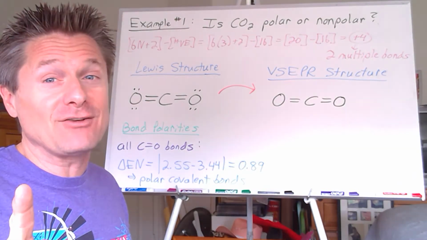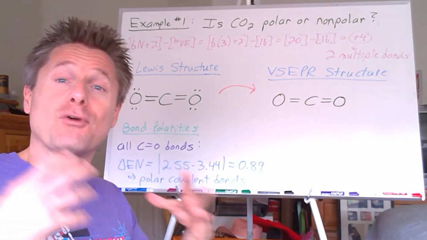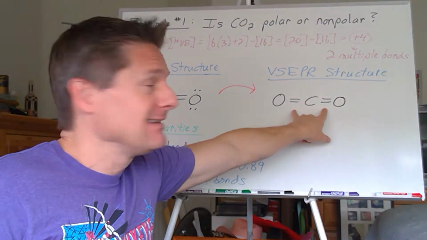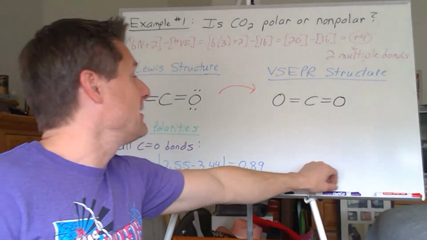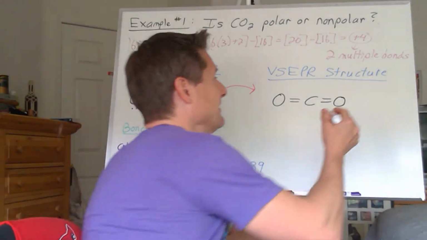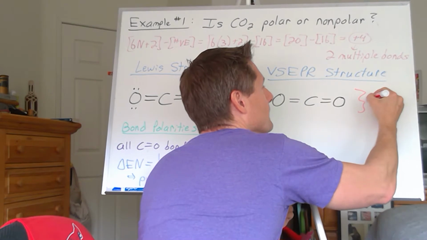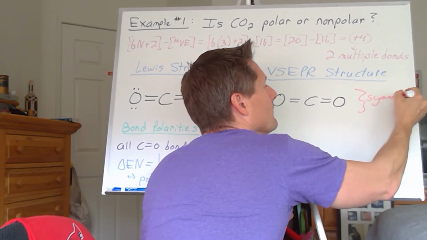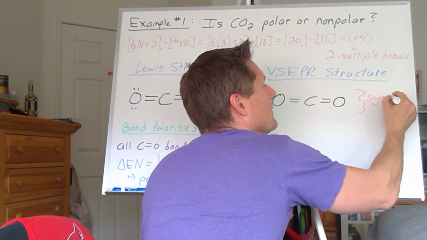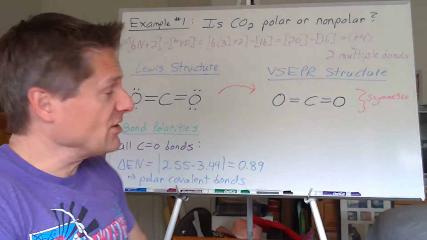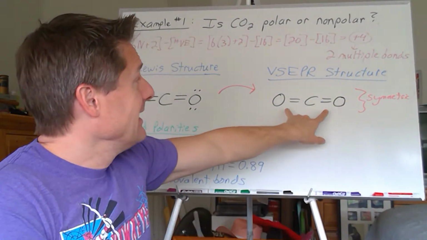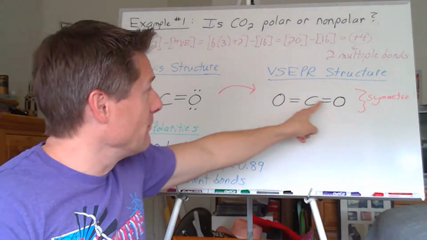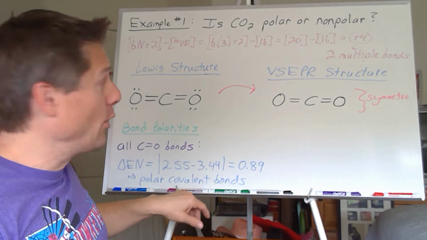No. There's another factor. You have to look at how those polar bonds are arranged in 3-dimensional space. What's the symmetry? Notice that this is perfectly symmetric, right? This is a symmetric structure because it's atomically symmetric and the electron distribution is symmetric because the bond dipoles are the same on both sides.